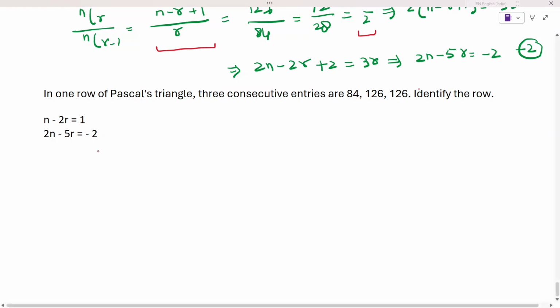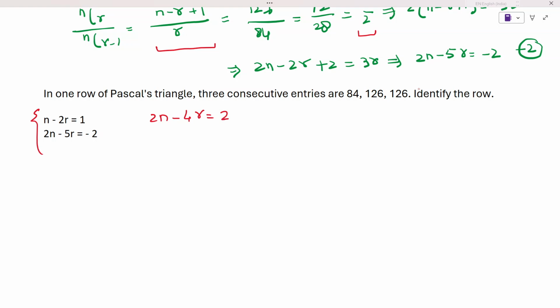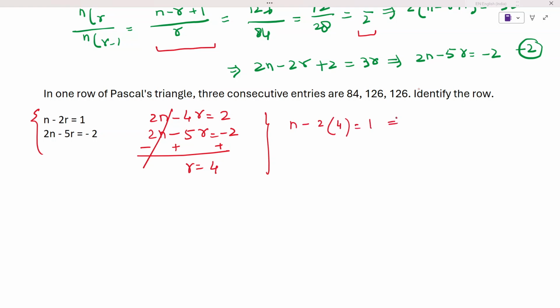Now these are the two equations we have got. Multiplying the first equation by 2, it is 2n minus 4r equal to 2, and writing down the second equation as such, subtracting the second from the first and changing the sign, this is cancelled out, so r equal to 4. Placing r equal to 4 in the first equation, n minus 2 into 4 equal to 1, means n is equal to 9. So nCr becomes 9C4.